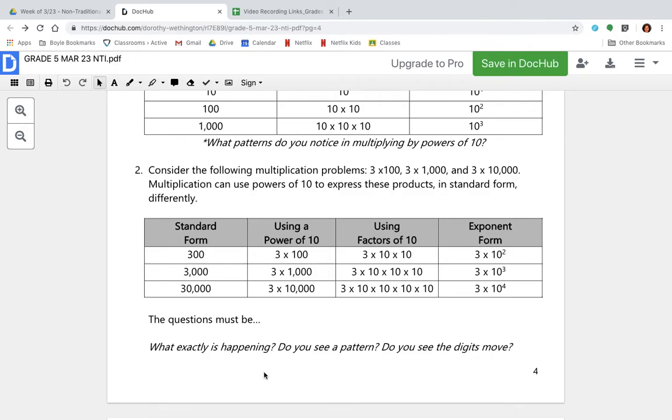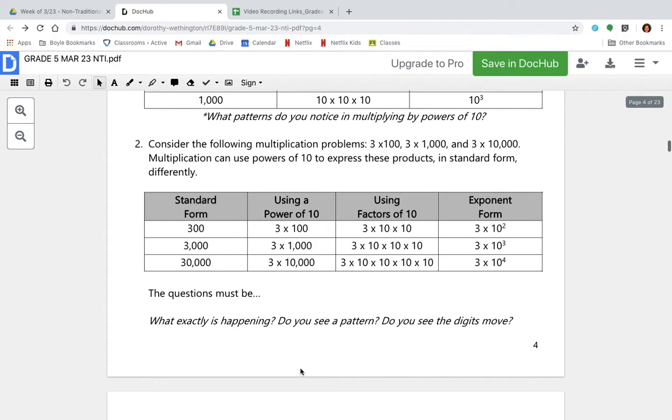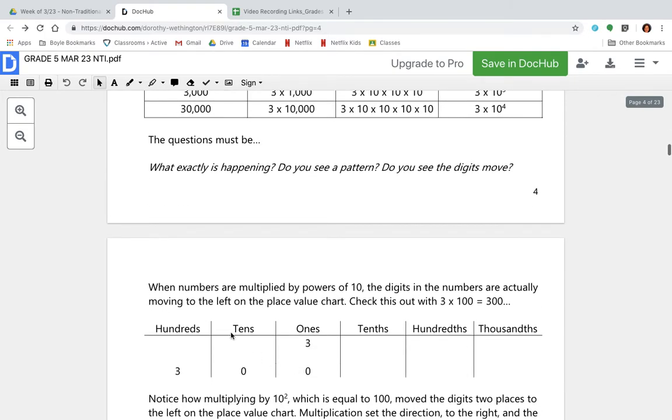The question must be, what exactly is happening? Do you see a pattern? Do you see the digits move? When numbers are multiplied by powers of 10, the digits in the numbers are actually moving to the left on the place value chart. Check this out with 3 times 100 equals 300.